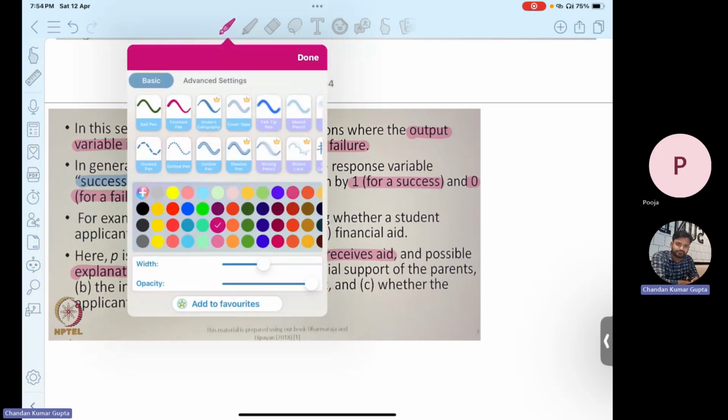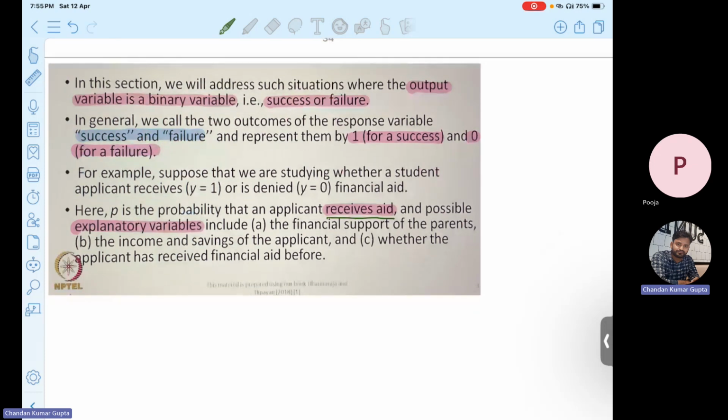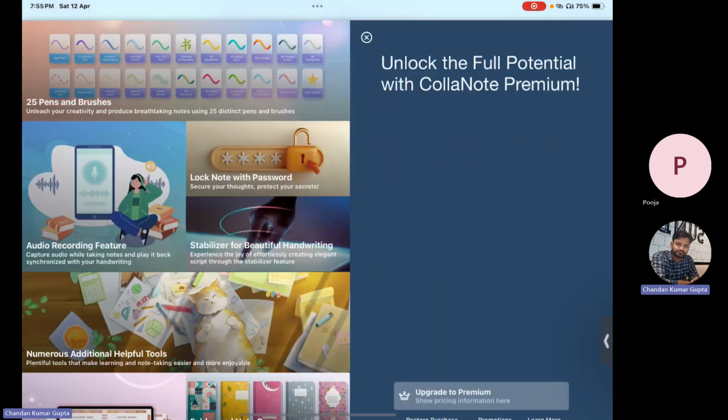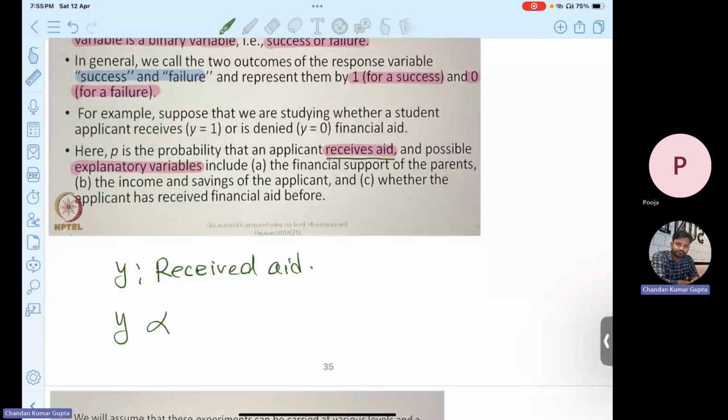For example, P is the probability that an applicant receives aid. Suppose an applicant receives aid with probability P, then the probability that he is not receiving it is 1 minus P. So receiving aid is the dependent or response variable, and y is received aid. So y depends on what?